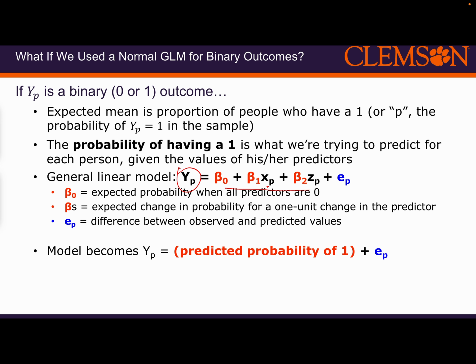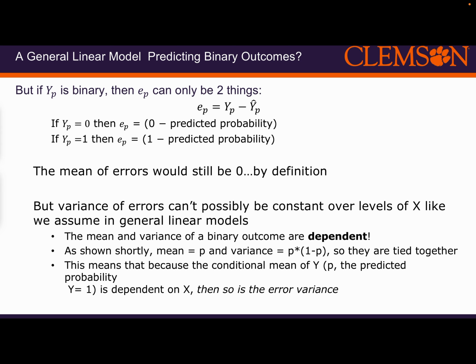But beta 0 still represents the expected probability when all predictors are 0. Each of the betas is the change in that probability for a 1 unit change in the predictor. And error would be what's left over, right? Pretty familiar with that. But if y is binary, error can only be one of two things, right? It's either 0 minus that predicted probability or 1 minus it, meaning that the mean of errors still has to be 0. But the variance can't possibly be constant over levels of x like we assume in general linear models, because the mean and variance are dependent, right? In short, the mean is p and the variance is p times 1 minus p. So they're tied together. That means the conditional mean of y is dependent on x, and so is the error variance.